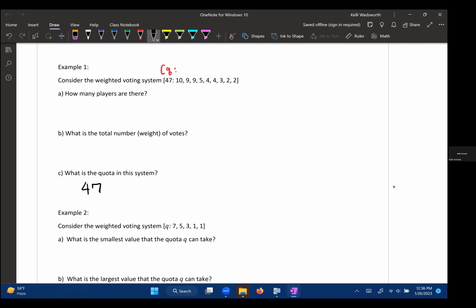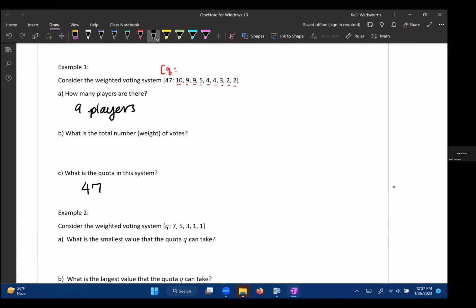All right, well then how many players are there? Well, we just have to count the numbers after the quota, right? What's represented here are the votes of each player, and each player is included here. So we just have to count. There are 1, 2, 3, 4, 5, 6, 7, 8, 9. Since there are 9 weights listed, there are 9 players. So there are 9 players in this voting system, and they have various weights.